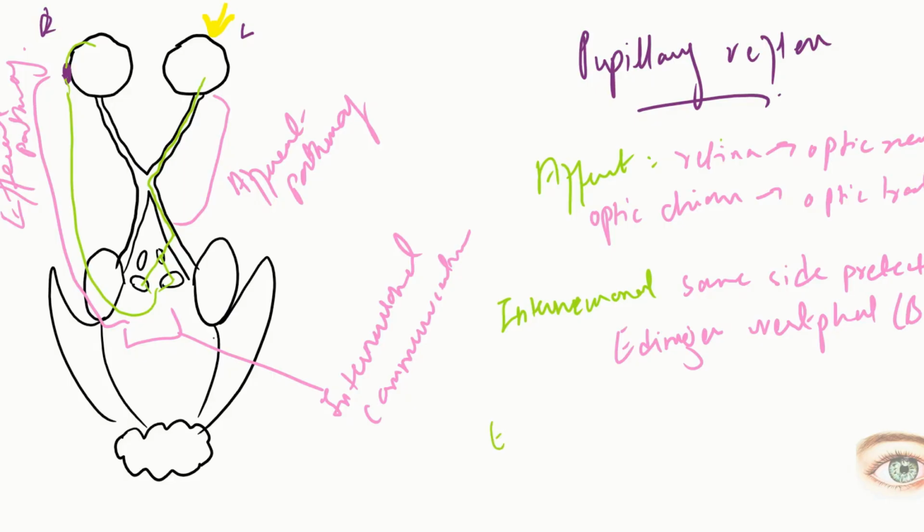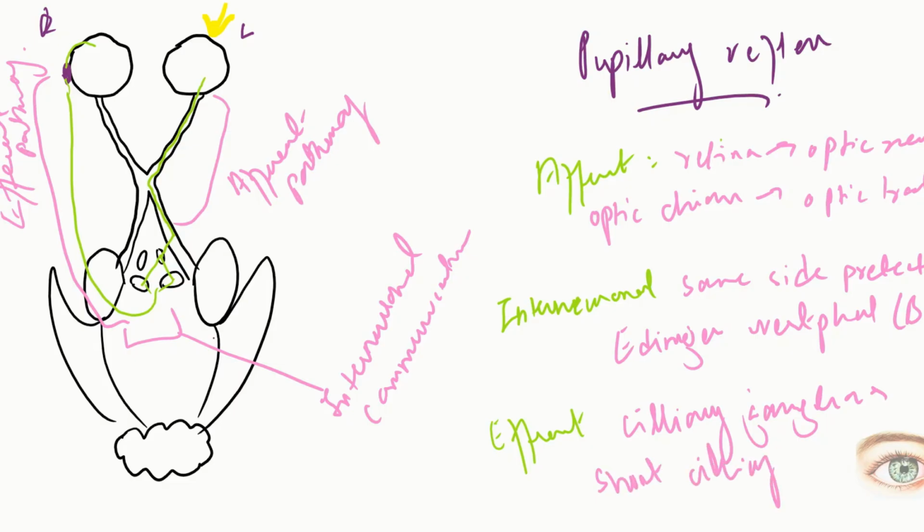And in the efferent pathway, from both sides of the Edinger-Westphal nucleus, it was going straight to the ciliary ganglion, and from the ciliary ganglion, the short ciliary nerves travel straight to the sphincter pupillae muscle in the iris, right?